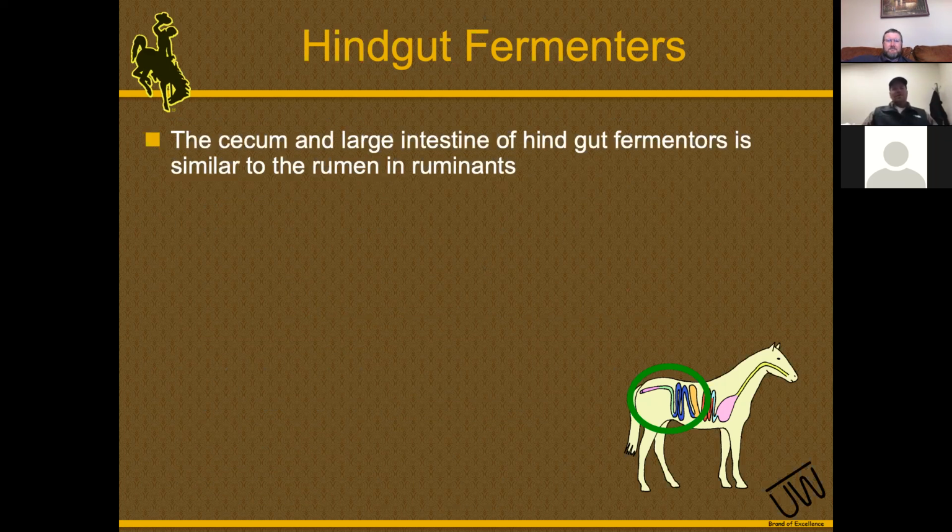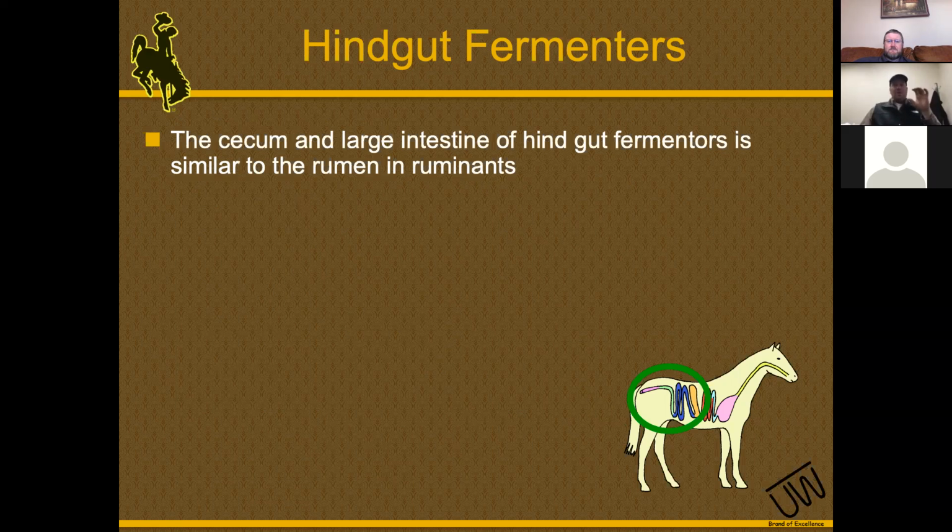So I already said this, the cecum of the large intestine is very similar to the rumen, right? That's where the fermentation process occurs. If we were talking more into a digestive physiology class, we'd be talking about volatile fatty acids. Some of the carbohydrates, when they're in ruminant animals and these hindgut fermenters, when we digest carbohydrates, they're broken down into what we call volatile fatty acid or VFAs.